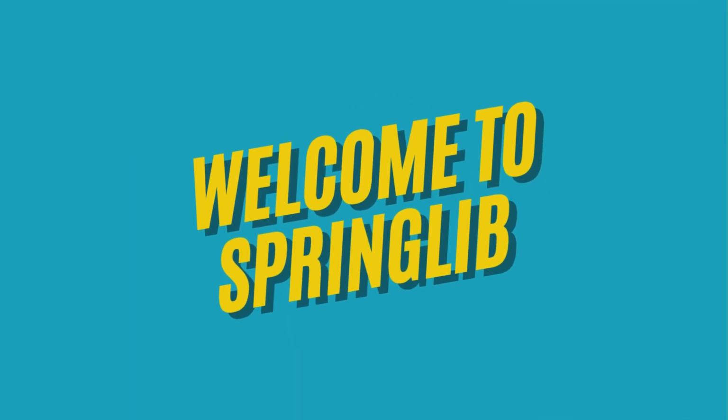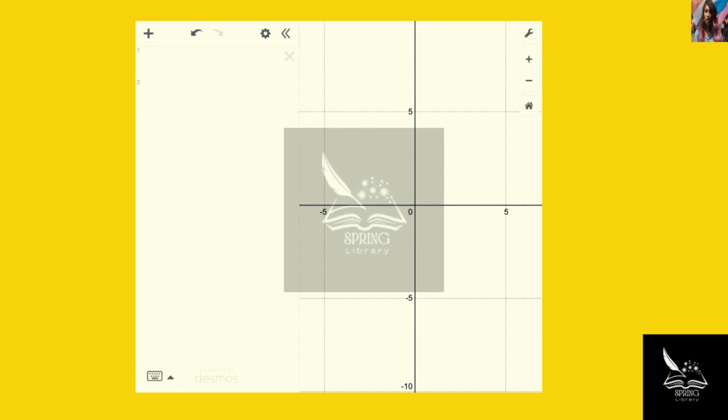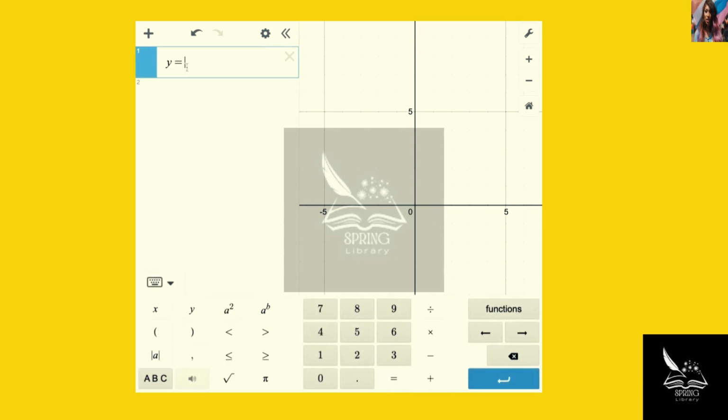Welcome to Spring LIB. So for this problem, we're going to be utilizing the derivative of inverse trig functions. And this will be useful because we use inverse trig functions in math. They come up. So if we want to find the rate of change or the slope of a tangent line of the graph, then we're going to want to utilize inverse trig function identities and their derivatives. So keep in mind that what we have in this case is the inverse cosine.